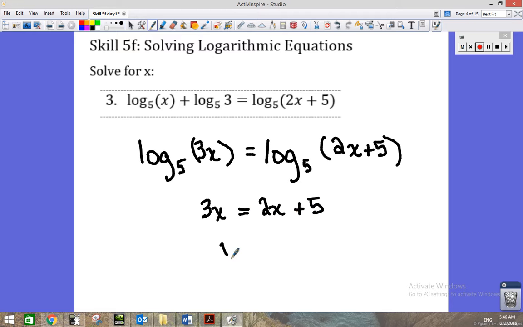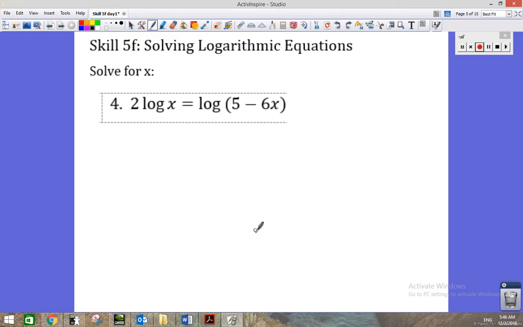Subtract 2x from each side, and you have a possible solution of 5. Plug 5 in to make sure that you're not taking the log of 0 or the log of a negative number, because you might get extraneous solutions. So 5 checks out. Let's do problem 4. We'll do these in pairs.